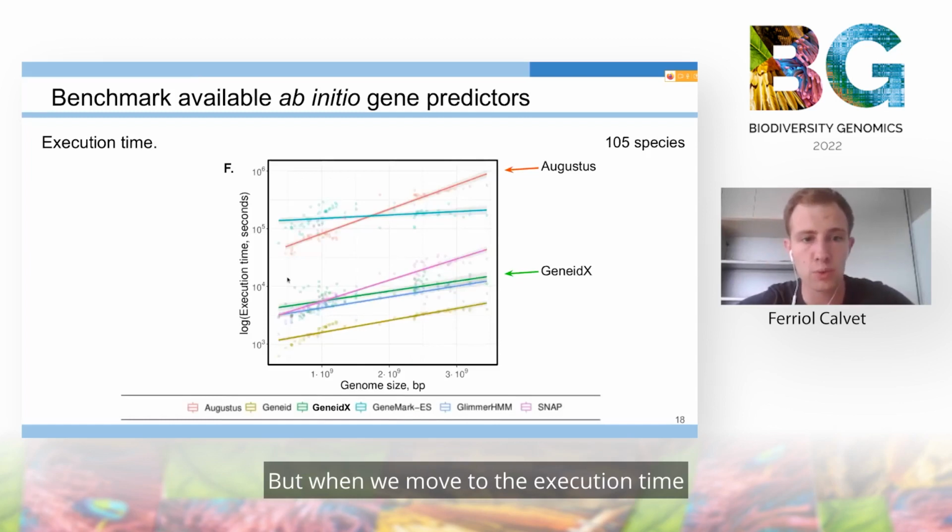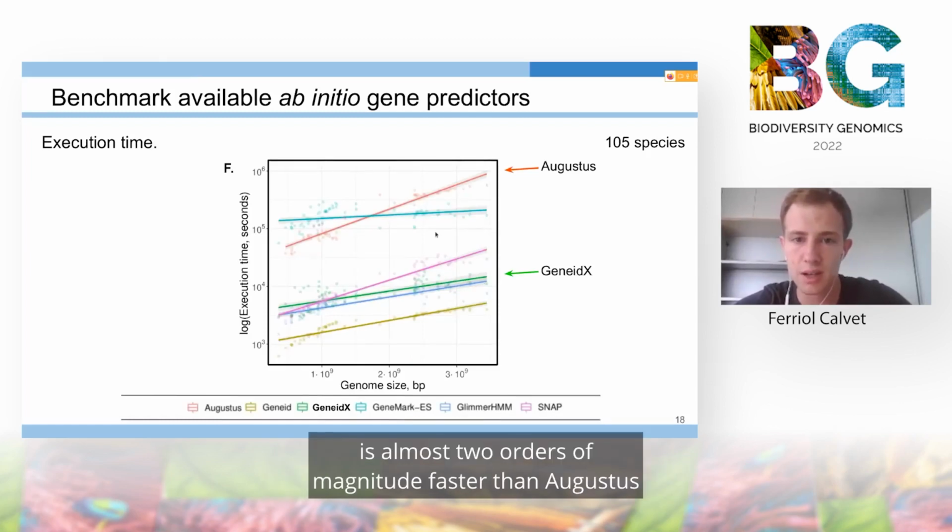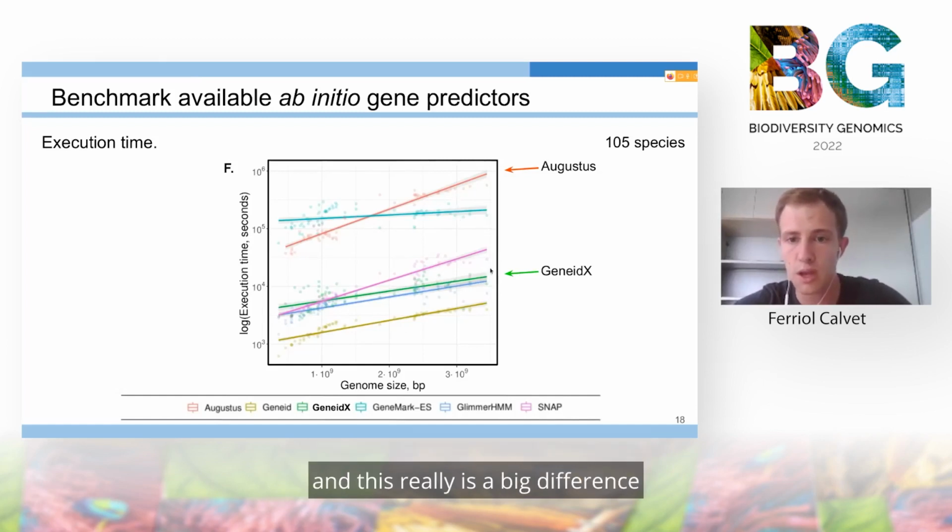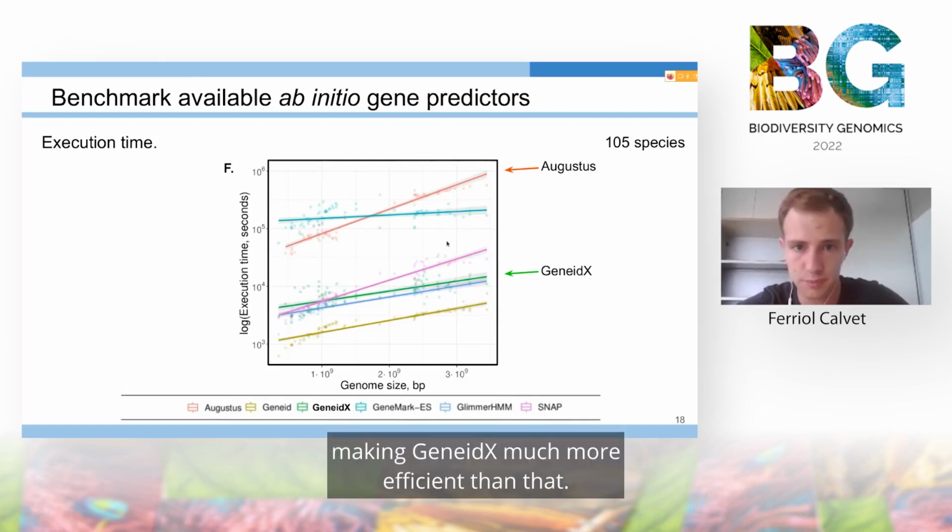But when we move to the execution time, what we clearly see here is that Geneid is almost two orders of magnitude faster than Augustus. And this really is a big difference between these 2 programs, making Geneid much more efficient.